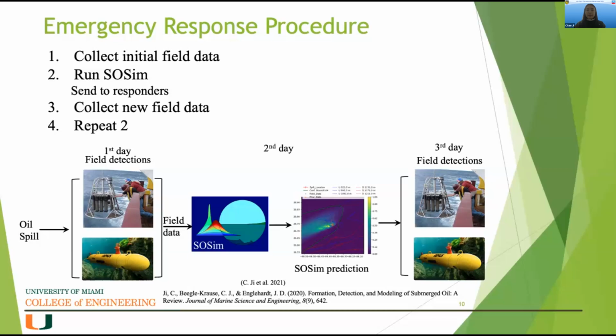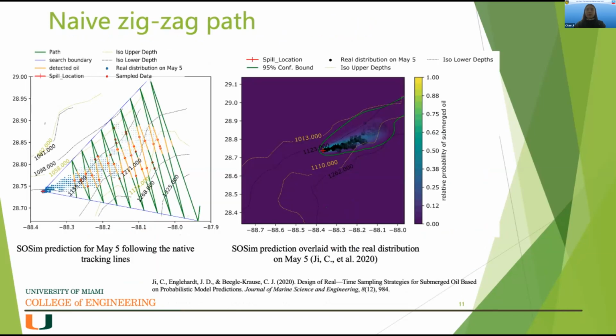So another case study we did here is to test the efficiency of using SOSim to guide the sampling procedures. In this case study, because of the lack of field data on submerged oil, the OSCAR simulation of submerged oil following the Deepwater Horizon spill is regarded as the real distribution. Using sampling plans, SOSim assimilates sample data and generates a prediction. And then the SOSim prediction is compared with the OSCAR simulation on the same day.